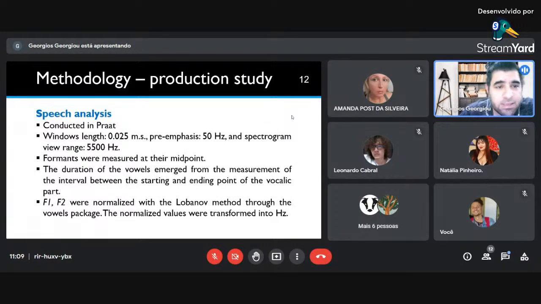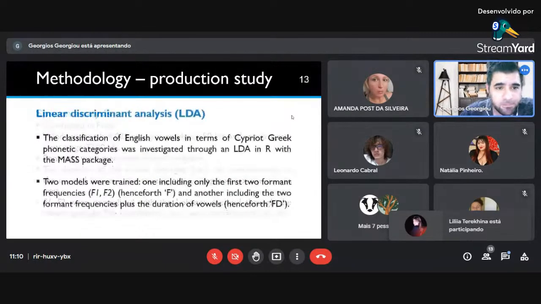How I did the speech analysis: I did it in Praat. Here I provide some information about the analysis. I measured the formants at their midpoint. The duration of the vowels emerged from the measurement of the interval between the starting and ending point of the vocalic part. I normalized the first two formants with the Lobanov method through the vowels package in R, and I transformed the normalized values in Hz.